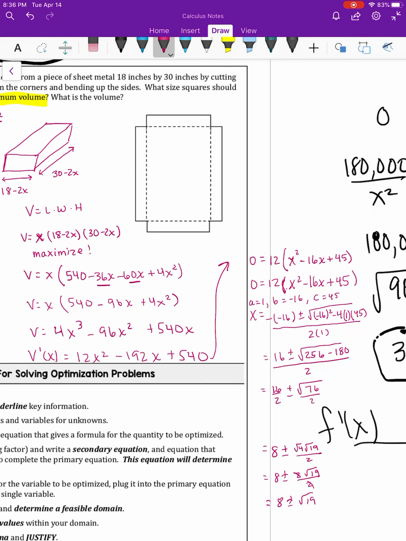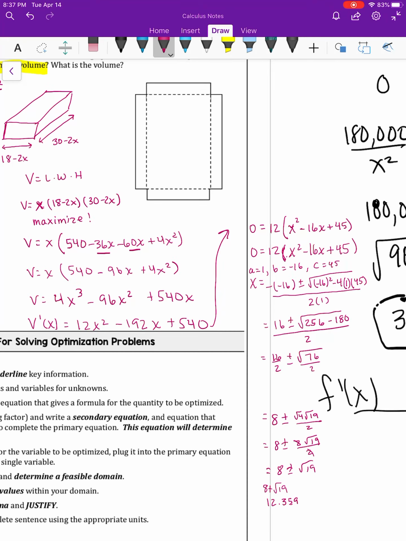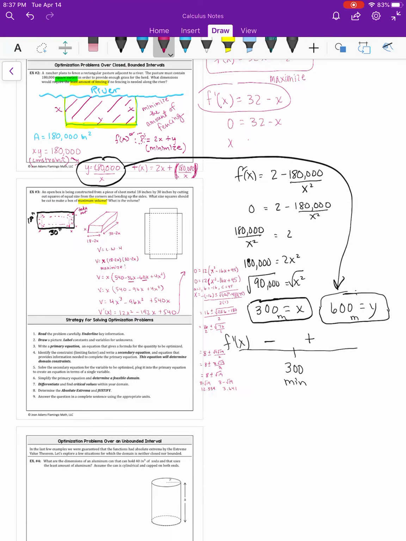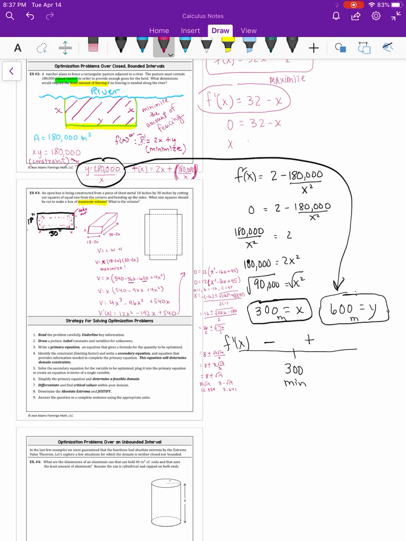If I put that in my calculator, 8 plus the square root of 19 gives me 12.359. And 8 minus the square root of 19 gives me 3.641. So 8 minus the square root of 19 is 3.641.